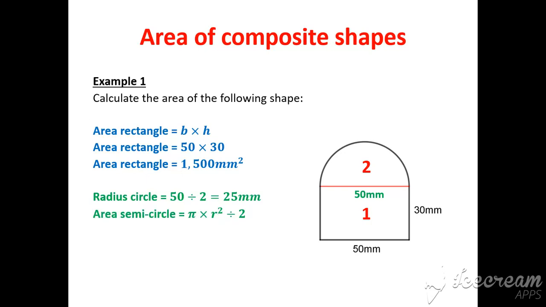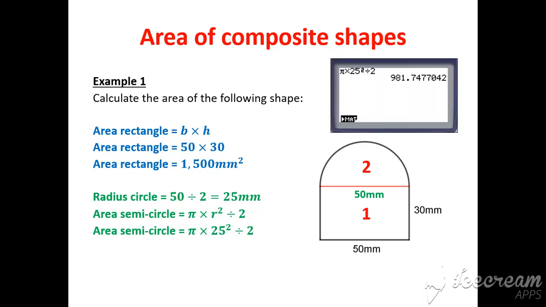Now I'm going to go pi times radius squared divided by 2. I'm dividing by 2 right at the end here because it's a semicircle. It's half of a full circle, so I have to divide by 2 to get half of the full circle. Right, let's do it. Pi times 25 squared divided by 2 gives me this number here. I'm going to have to round it sensibly, and I've chosen to round it to 981.75 millimeters squared to 2 decimal places.